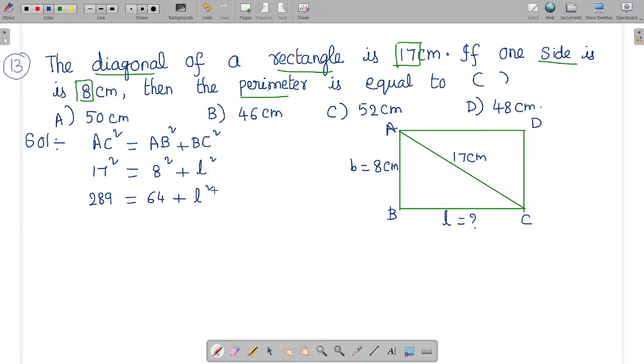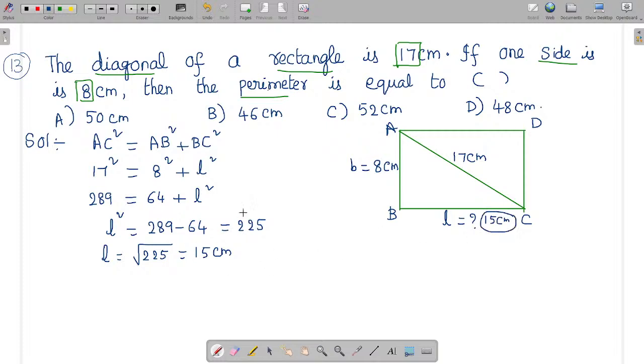Very good morning, Malyadri. So L square is equal to 289 minus 64, which is equal to 225. So L equals the square root of 225. The square root of 225, I think you know, is 15. So L is equal to 15 centimeters. This is 15 centimeters, right?